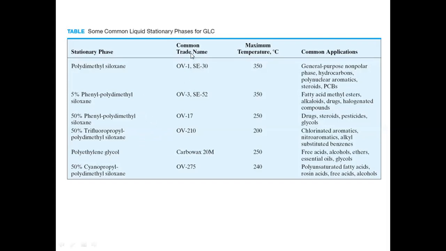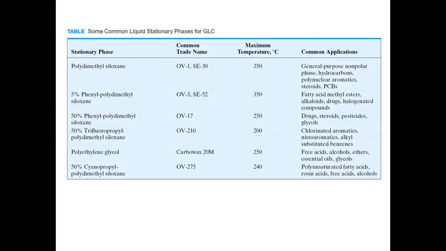Their trivial names are presented here: OV1, SE30, OV3, SE52, OV17. I think I have already shared this slide, you can refer to it. You can look at the temperature up to 350 degrees Celsius. The first one can tolerate 350, then 250, 200, 250 and 240. This group of compounds will cover almost all varieties of compounds, 90% of the compounds.